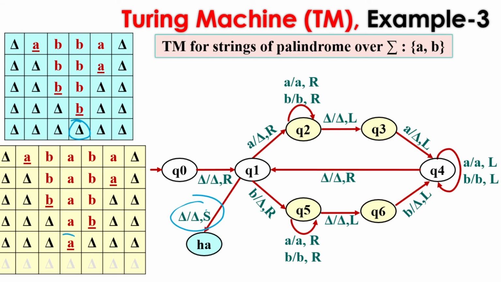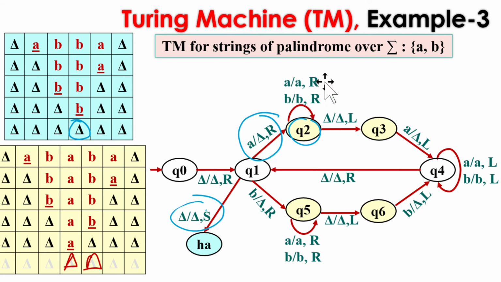As the control is pointing to the centermost symbol here, after reading this symbol we will be at q2. After reading this symbol, we are at q2 and we have replaced this a with a blank. So let me clear it. So we have replaced this a with a blank. Okay, so after replacing this a with a blank, we are moving to the right, and on the right we are also having a blank.